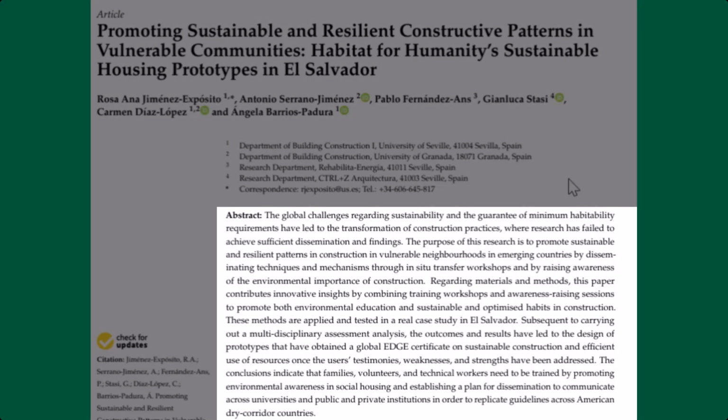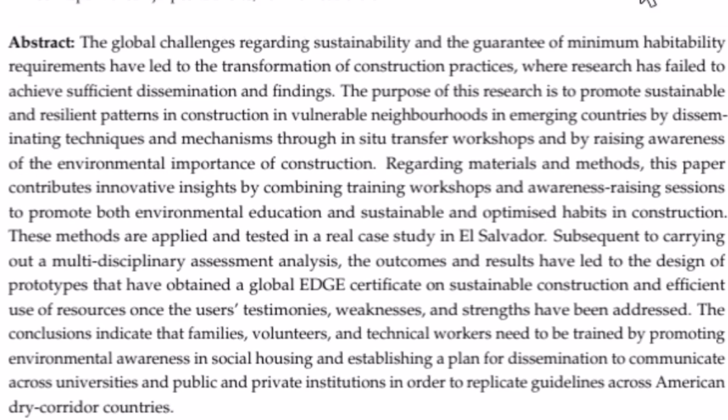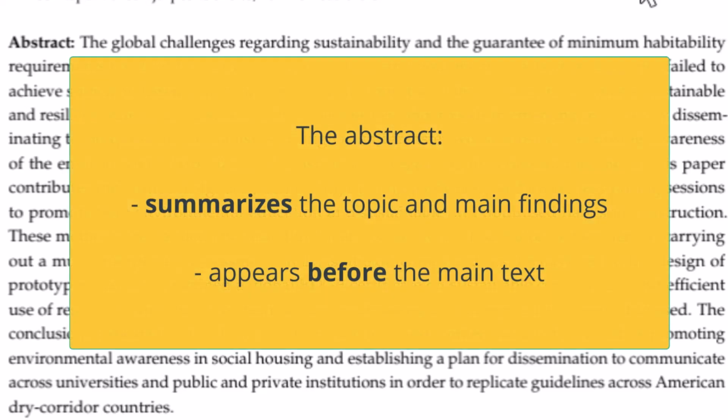The first thing that usually appears in a scholarly journal article is the title, author or authors, and the abstract. The abstract is a paragraph that summarizes the topic and main findings or arguments of the article. An abstract is usually separated out from the main text and appears before it. The abstract can help the reader decide if the article is relevant to their research, without having to spend lots of time reading the whole thing.